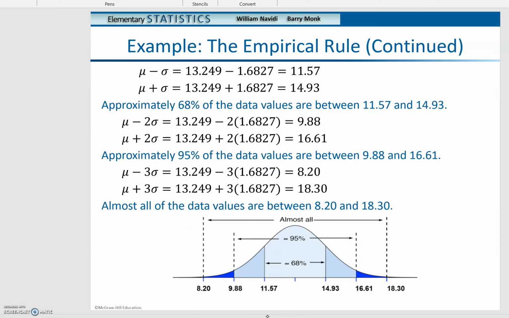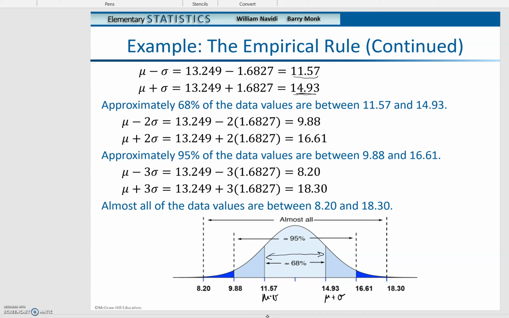Notice they're taking the mean minus the standard deviation, the mean plus the standard deviation. That was this right here. This is the mean minus the standard deviation. This is the mean plus the standard deviation. So if you look up here, the mean is 13.25. Subtract the standard deviation, you get 11.57. The mean plus, you get 14.93. So 68% of the data falls within this range.